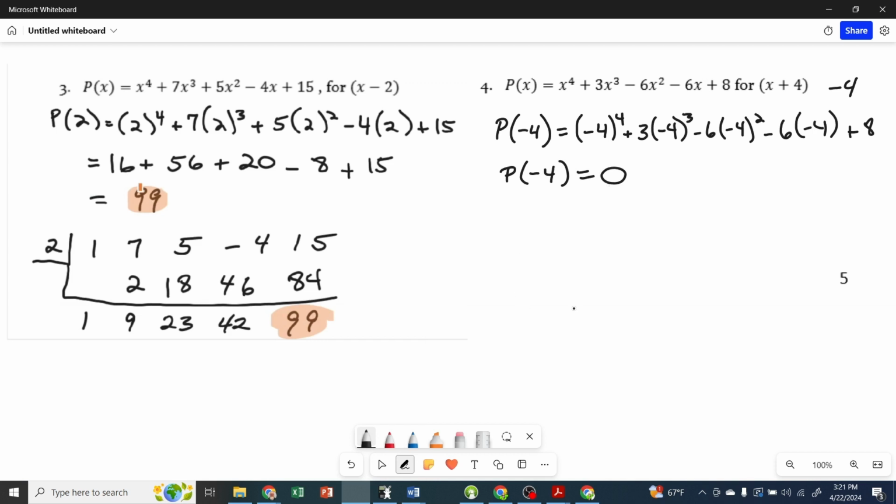What does that mean? It's got a special meaning because there is no remainder, which means that x plus 4 is a factor of p of x. Okay, and we'll dive into that further as we go through the unit.